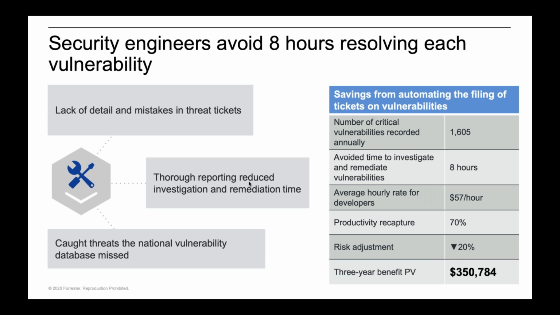We quantified the value of this benefit by assuming, again, across 3 years, there are over 1,600 vulnerabilities recorded, of which it would take 8 hours to investigate and remediate each one. We assumed the average hourly rate for developers is $57. And of the time savings realized, we assume that developers capture 70% to, again, rededicate toward additional security-related tasks. We also then applied a 20% risk adjustment to keep the analysis conservative. This resulted in $350,000 savings over 3 years.